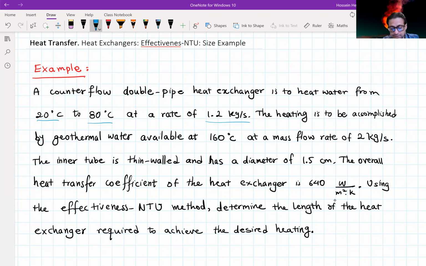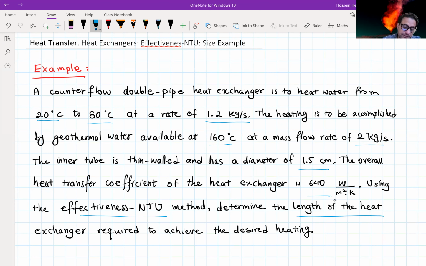So this heat exchanger is close to a geothermal well, where the water is coming out at 160 at the mass flow rate of 2 kilogram per second. Now, the inner tube is thin wall and has a diameter of 1.5 centimeter. The overall heat transfer coefficient is given by 640 watt per meter square Kelvin. Using the effectiveness NTU method, determine the length of the heat exchanger required to achieve the desired heating.